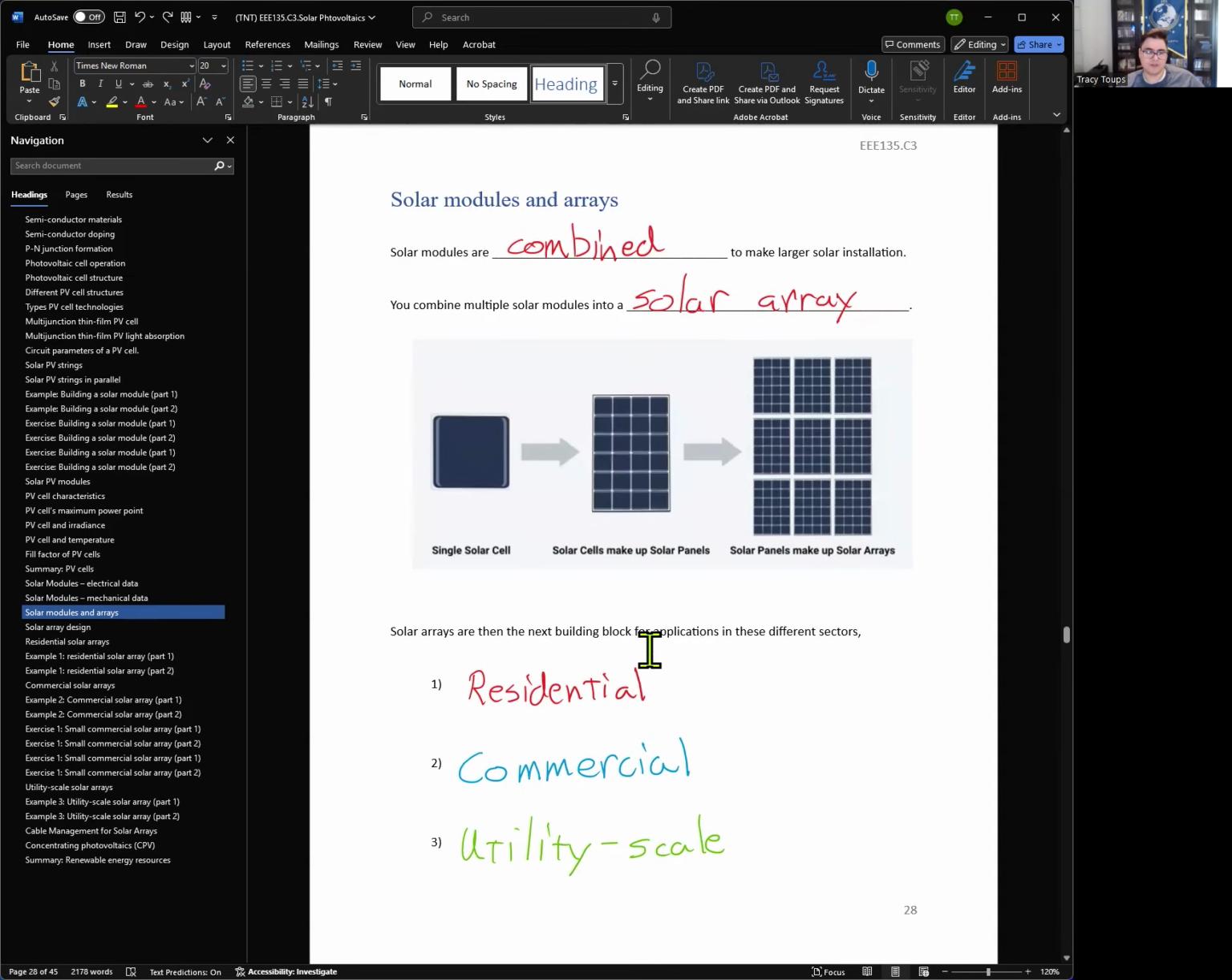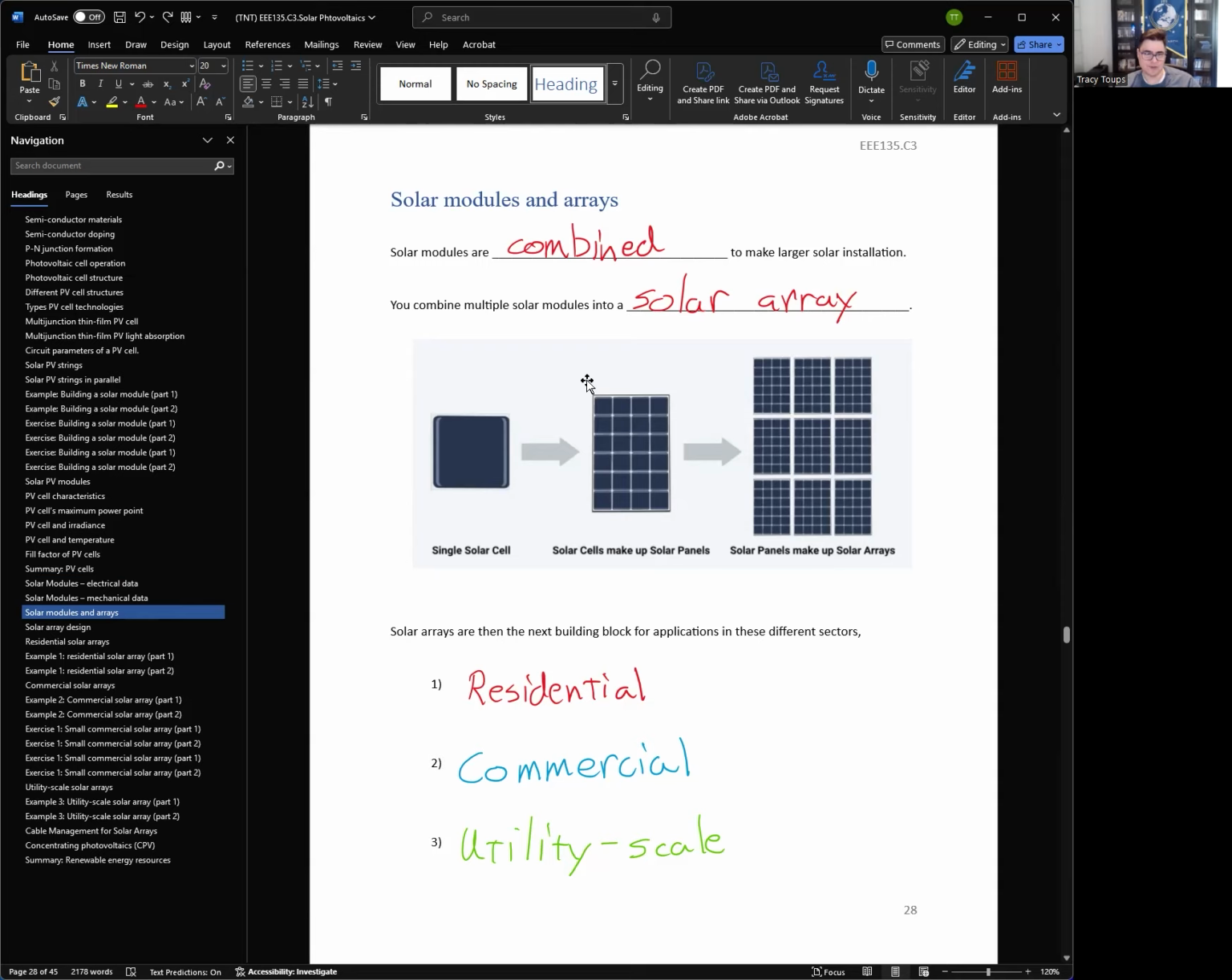Okay. So just to give you an idea of terminology, you have solar modules and then solar arrays, right? Some people might say PV modules as well. I think it's kind of interchangeable. Solar modules are single solar cells we put together to make a single panel. So solar module, solar panel, same terminology. You combine multiple solar modules together to make a larger installation, and this installation is called a solar array.